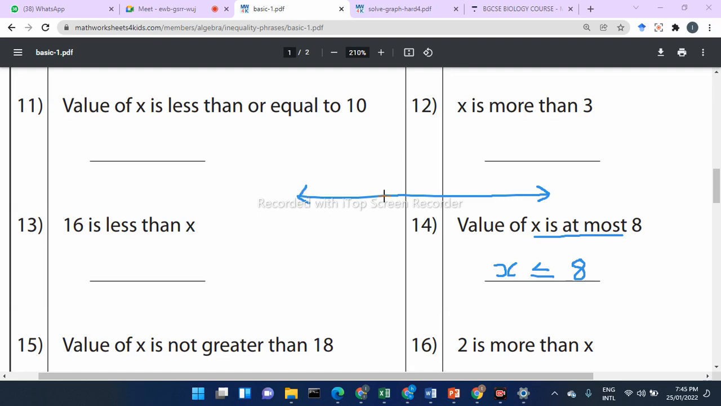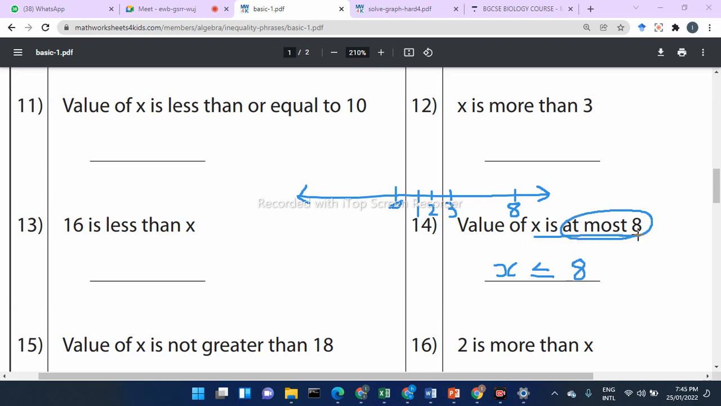On a number line, we have 0 here, we have 1, 2, 3, and we go all the way to 8, right? Remember, that's saying it could be less than 8, but it cannot be bigger than 8 because x is at most 8. The highest number it's going to get is 8.